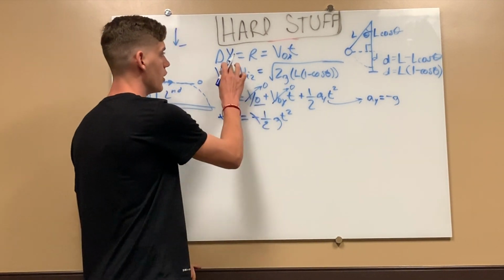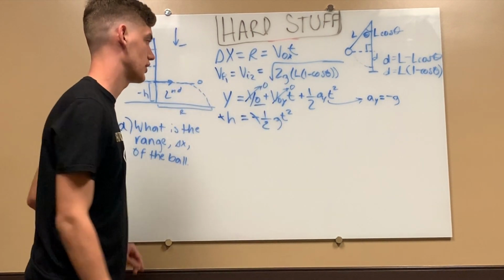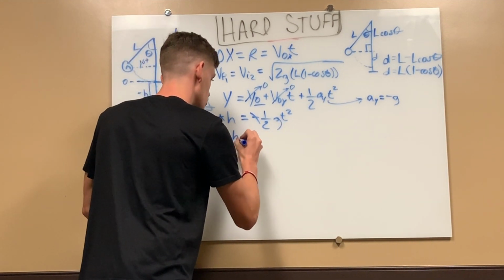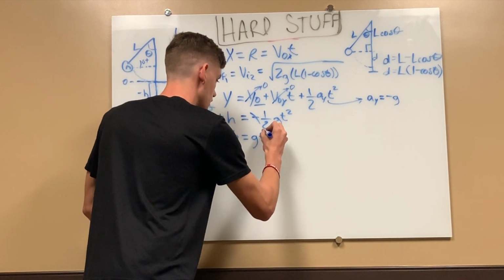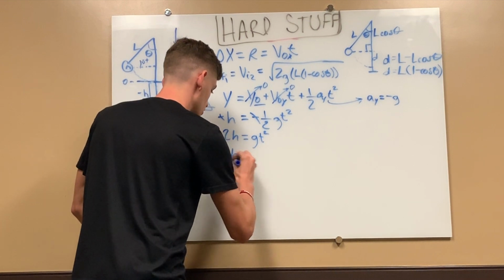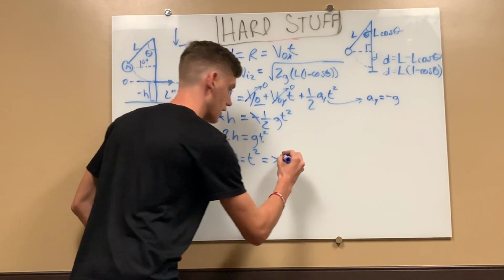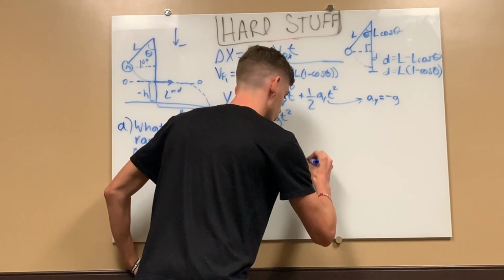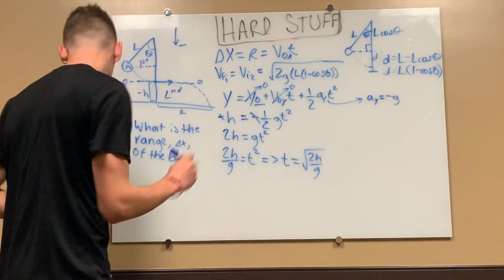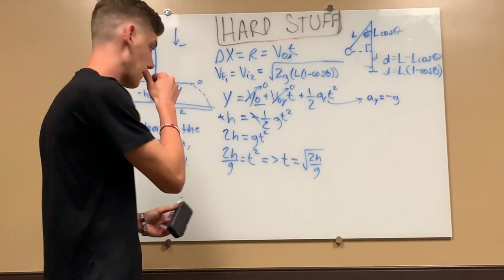And what we want is t. Remember, our delta x is our initial velocity times t. So let's solve for t. Multiply by 2 on both sides so that we get 2h equals g t squared. Now let's divide by g so that we get 2h over g equals t squared. Therefore, t equals root 2h over g. Okay, so now we've solved for both variables needed to find the range of this ball.